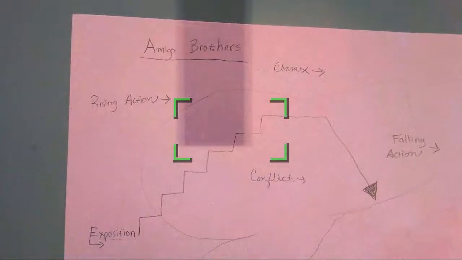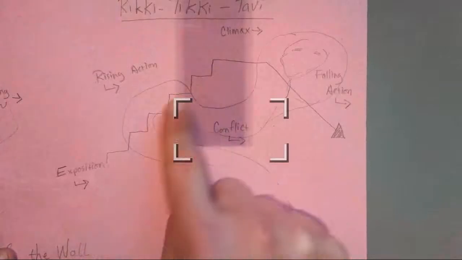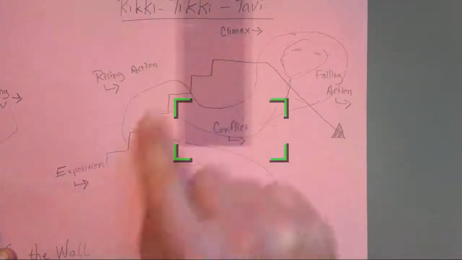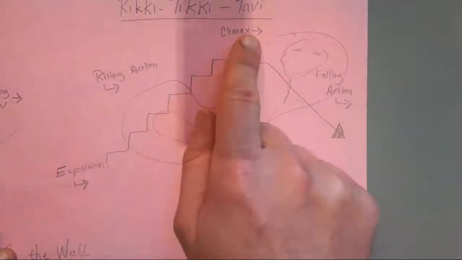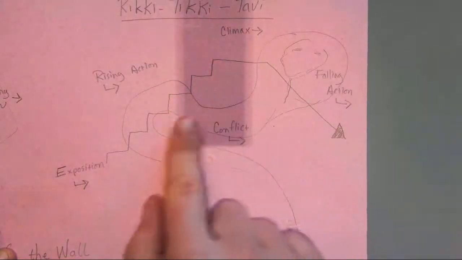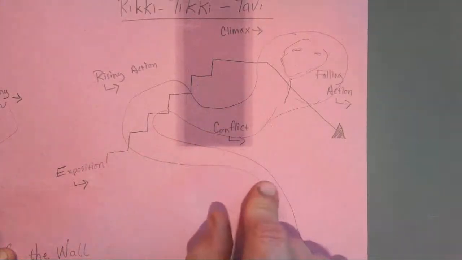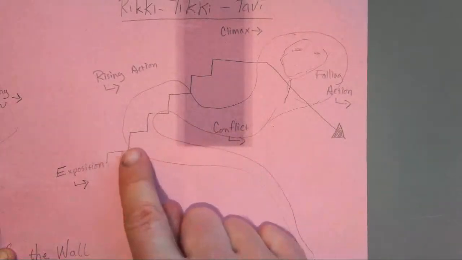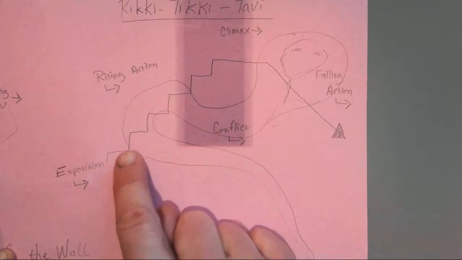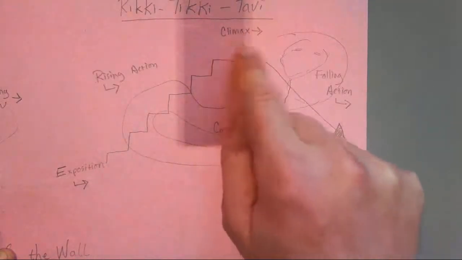War of the Wall and Amigo Brothers are shorter stories, so give me 5 events. But Rikki Tikki Tavi was pretty long, so let's say we want at least 7 here. So give me 7 events that went to the climax. Remember, the conflict needs to be identified in the middle of the plot diagram. You need to tell me, is it external or is it internal? The conflict should start down here. That's what starts the story, and that's what creates the rising action into the climax.